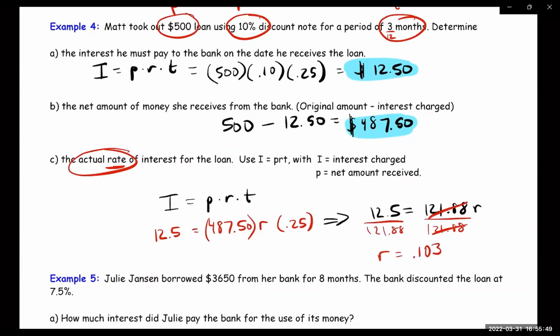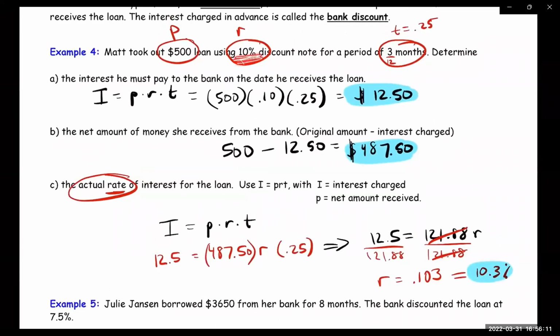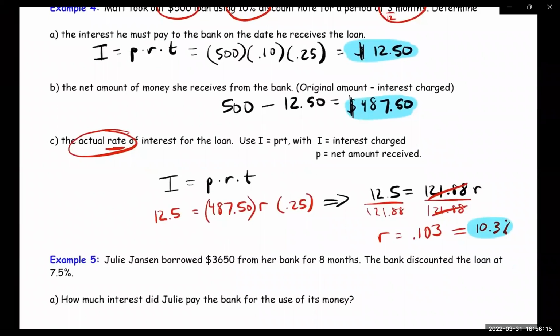Don't forget to convert that to a percent, because rates should always be in percent. So you multiply by 100, which moves the decimal 2 spaces to the right: 10.3%. So the actual rate for the loan was really 10.3%, even though they promote it as 10%. The reality is, after you subtract the interest from the original amount, the interest rate is a little bit higher.